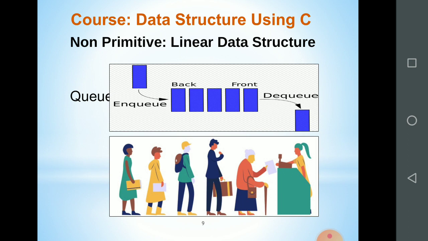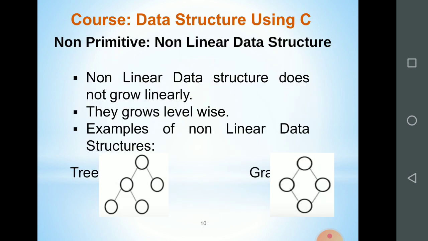The next data structure is the queue. For example, a queue at the bank or for the bus. In a queue data structure, the insertion of an element takes place from one end and deletion of an element takes place from the other end. So this is the queue, which is also a linear data structure.